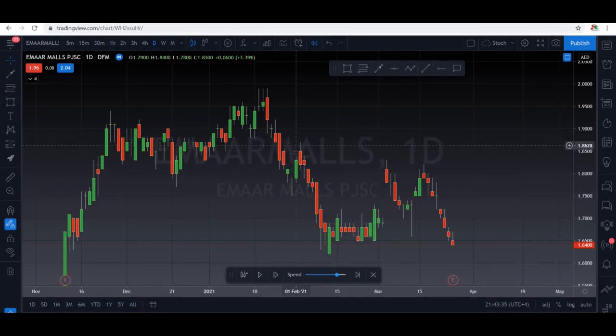But did it clear the previous swing high? No, it did not. It got rejected from here itself. Again it pushed to the upside and now again it's at the support level. So we can clearly see this is a support area.